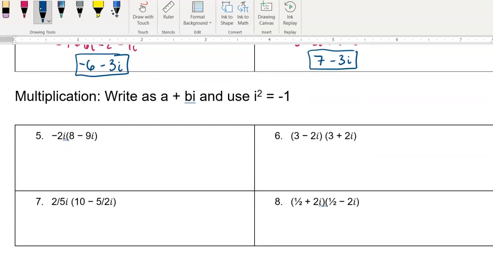All right, let's talk about how to multiply these. So the first step is you're going to distribute, or we can use the box method.